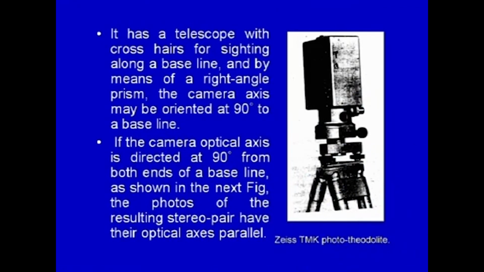The picture at the side shows a typical layout of a Zeiss TMK phototheodolite. It has a telescope with crosshairs for sighting along a baseline, and by means of a right angle prism, the camera axis may be oriented at 90 degrees to a baseline. If the camera optical axis is directed at 90 degrees from both the ends of a baseline, as shown in the next figure, the photographs of the resulting stereo pair have their optical axes parallel.